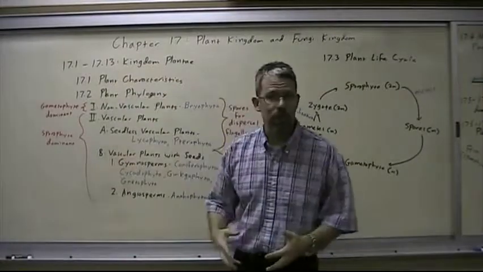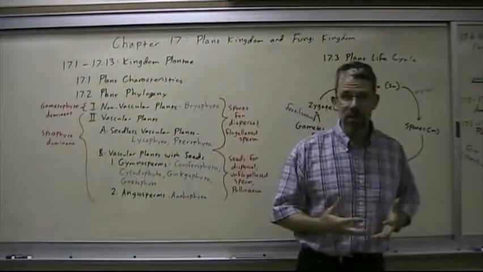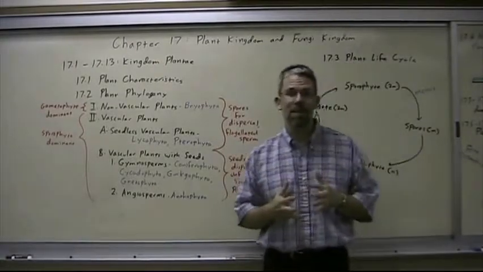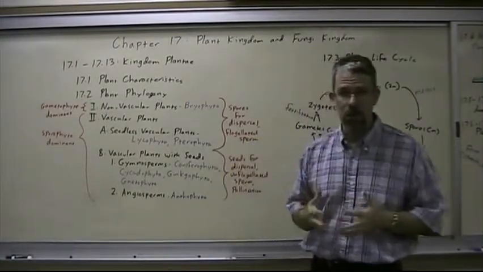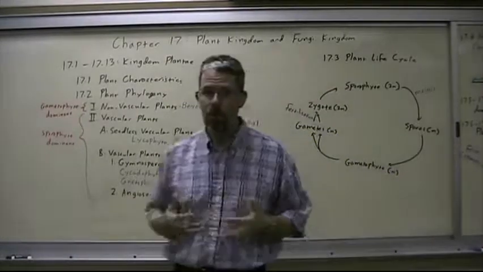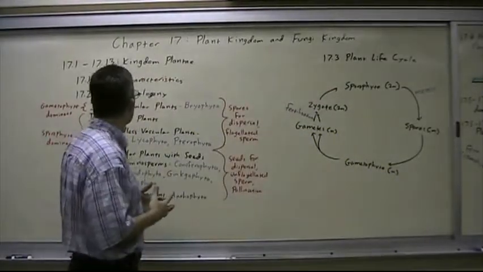Now, characteristics of plants. Plants are multicellular. Plants are photosynthetic. Plants have leaves covered with a thin layer of wax known as a waxy cuticle. Plants have an alternation of generations life cycle involving a sporophyte and a gametophyte stage.